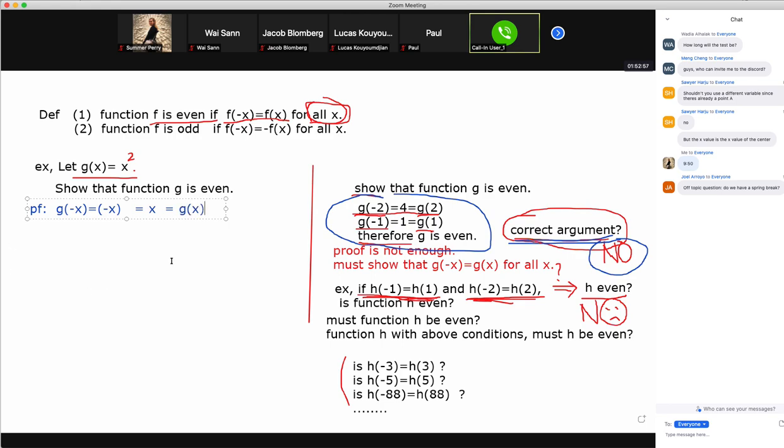So let me now write the powers here. Because g of x is x squared, g of minus x is equal to minus x squared. And what is minus x squared? That's x squared. And what is x squared? x squared is g of x. So now we have shown that g of minus x is indeed g of x. And this x could be anything. And therefore g of minus x is equal to g of x for all x. You only have to write this because x can be any letter here. And now this is the correct argument. So this is the proof.